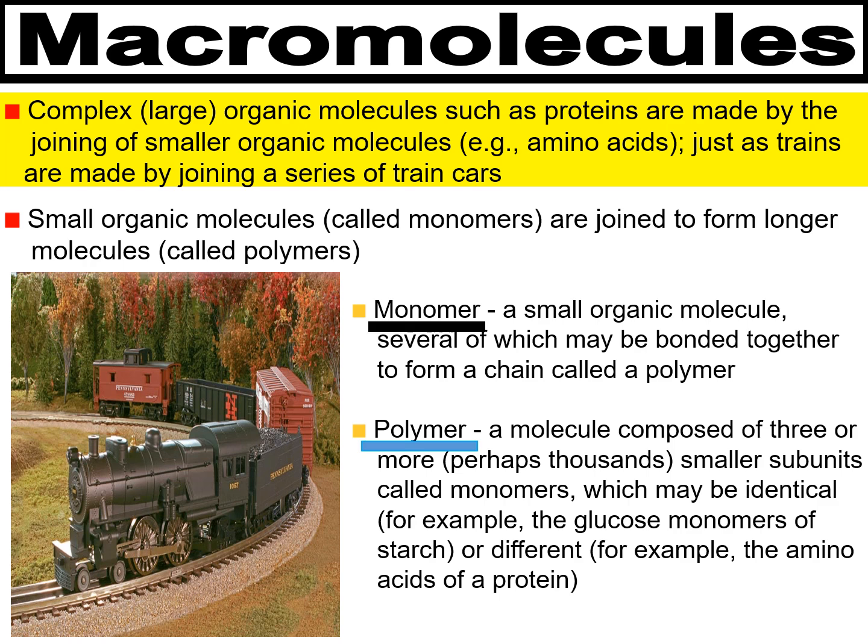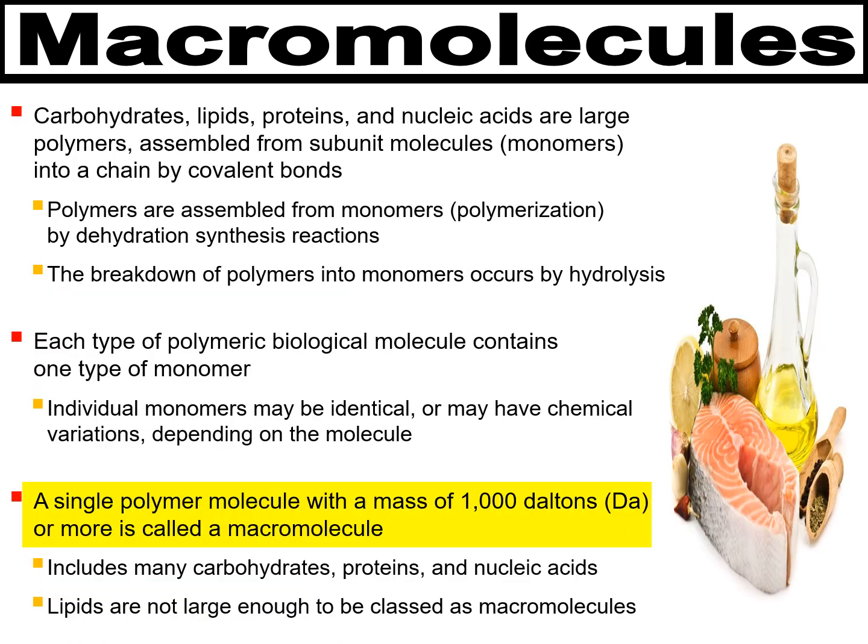For the exam, know the difference between a monomer and a polymer. For example, an amino acid is a monomer, while a protein is a polymer consisting of several to many amino acids. Also, for the exam, understand the similarities, differences, and functions of each of the 4 macromolecules. Typically, a polymer greater than or equal to 1000 Daltons is considered a macromolecule. The word macro means big, so a macromolecule is a big molecule.